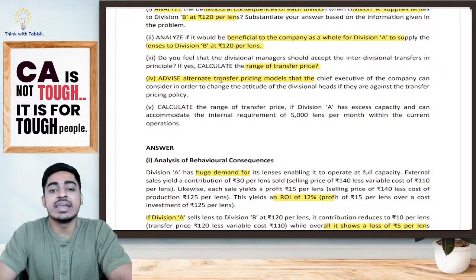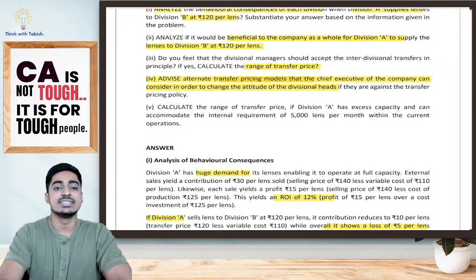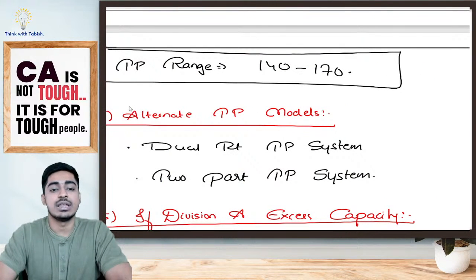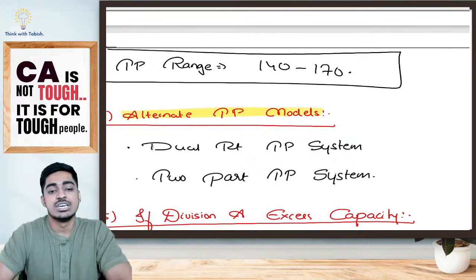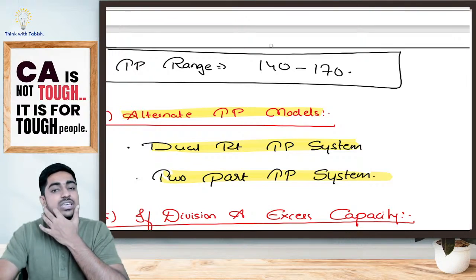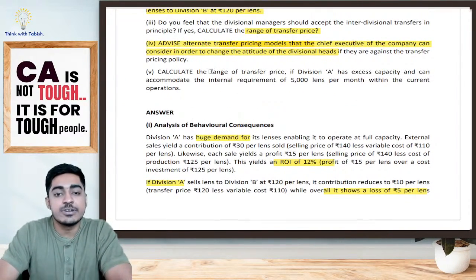Advice on alternative transfer pricing model that CEO can consider to change the attitude of divisional heads. Alternate transfer pricing model. How CEO can avoid transfer pricing conflict. We have two models: dual rate transfer pricing system and two-part transfer pricing system. Write down the theory of that. Finally, calculate the range of transfer price.